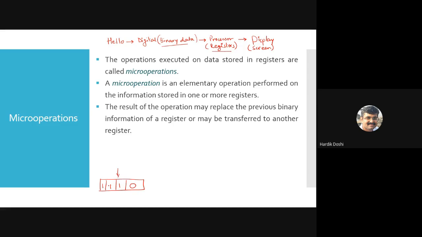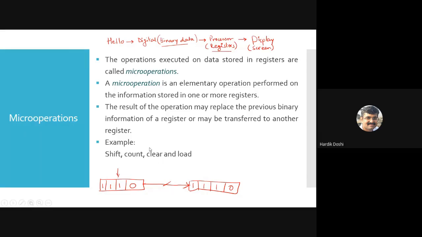Or it may also happen that from this register I transfer the data to another register. Let's say I transferred it over here. So this is my 1110. So what the statement says is that the result of the operation may replace the previous binary information of a register or may be transferred to another register. So micro operations are operations carried out on the data stored in registers.